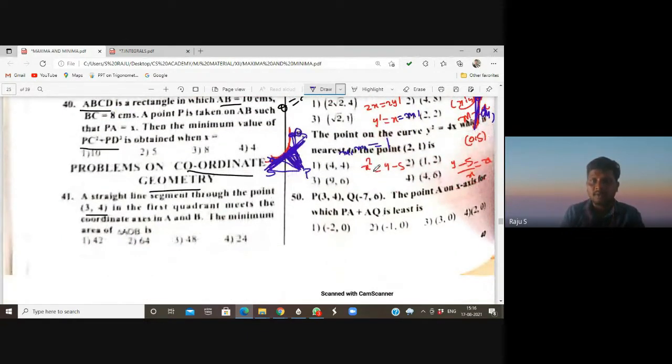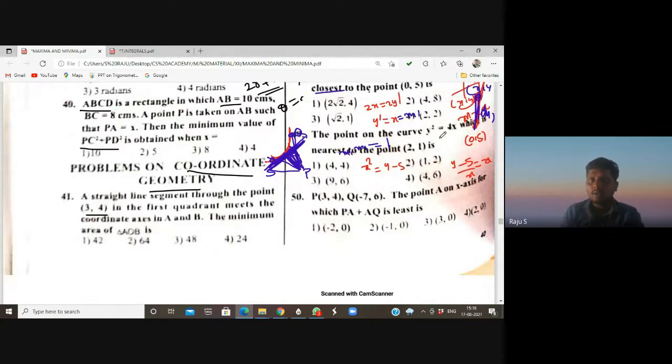You'll get the y value directly from that x value. The point on the curve. Okay, the point on the curve means which of the following option points satisfy the given equation y square is equal to 4x.